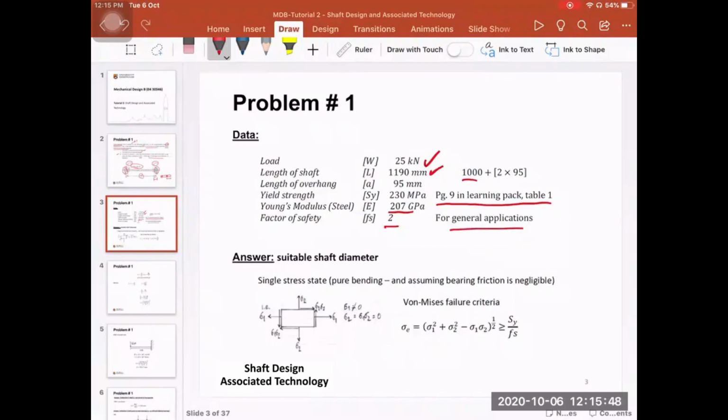So first, we are going to try to find the suitable shaft diameter using the von Mises failure criteria. Here is the equation that you have seen yesterday for the von Mises failure criteria. It says the equivalent von Mises stress value is equal to (sigma 1 squared plus sigma 2 squared minus sigma 1 times sigma 2) to the power half, and it must not exceed S yield over the factor of safety. So sigma 1 and sigma 2 actually are the principal stresses.